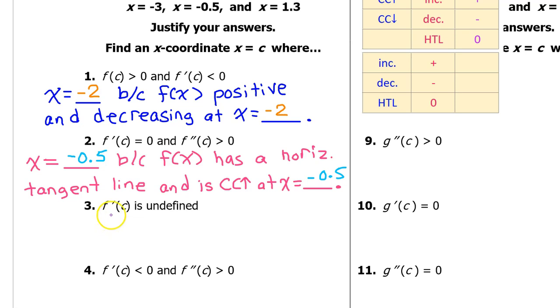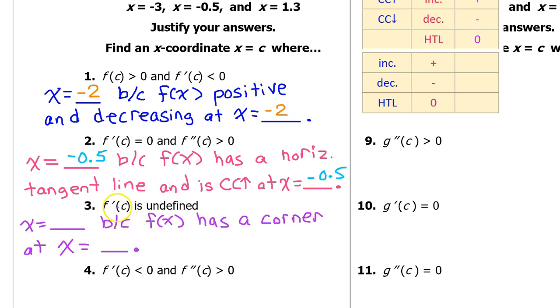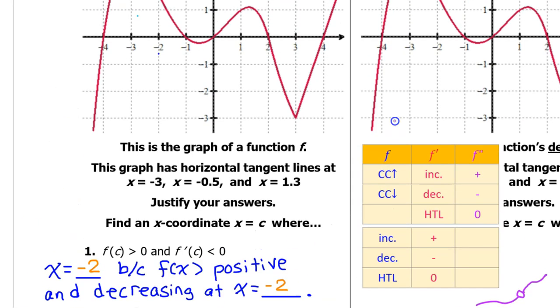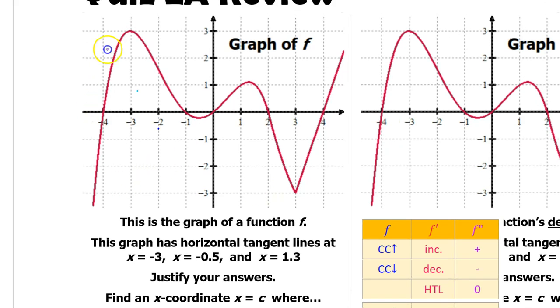Number 3, find a value of c where f prime at c is undefined. We know that f prime will be undefined if the original function f has a discontinuity. That's like a jump, or it could be an asymptote, or even just simply a hole in the graph. If there are any discontinuities in f, then f prime will be undefined. But glancing at the graph, f is continuous.